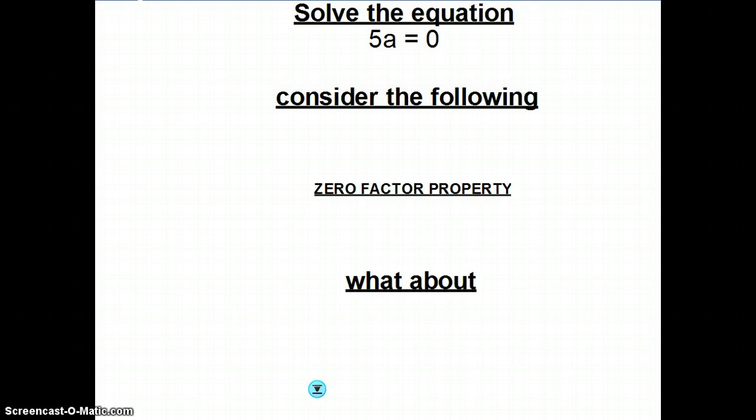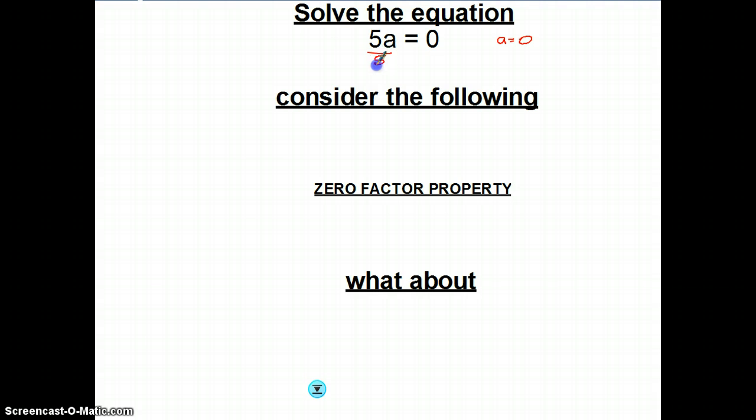If you are multiplying two numbers and the product of the two is 0, one of those two has to be 0. So here I've got 5 times a variable a. The product of those two is 0. Because I'm multiplying these two things together and getting 0, my only option for the value of a is that a must equal 0.